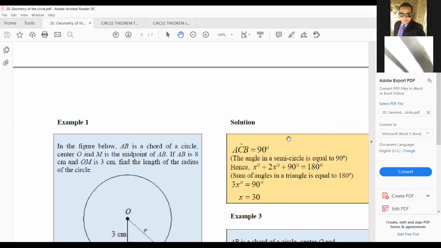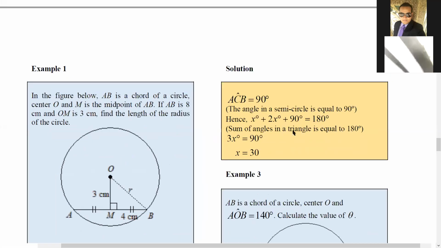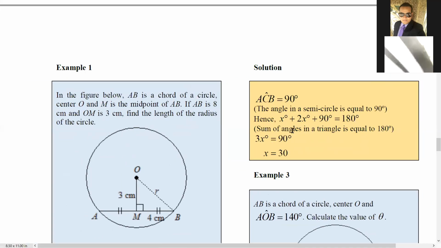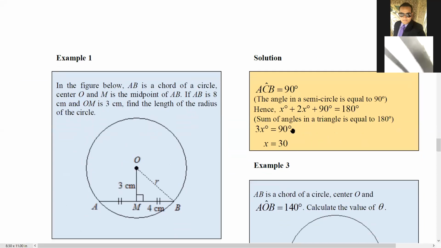So I'm going to give you all this example here to do for me. I want you all to try it. And of course, give a reason for your answer. I'll be back in 1 minute.